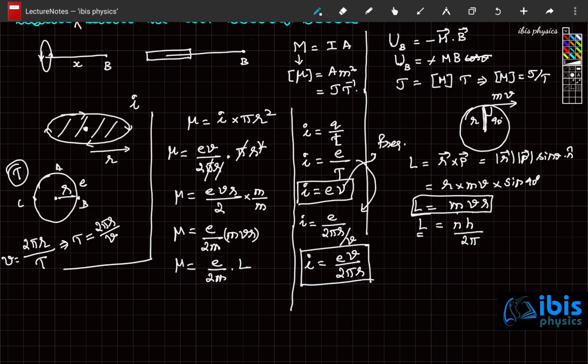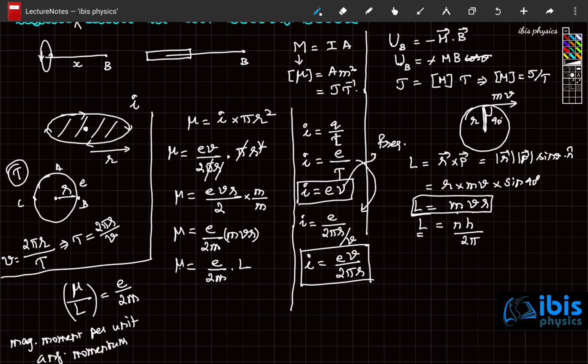So just take up this point, mu by L. So mu by L is equal to e by 2m. So here this point is: magnetic moment per unit angular momentum is a constant. Magnetic moment per unit angular momentum for an electron is constant.